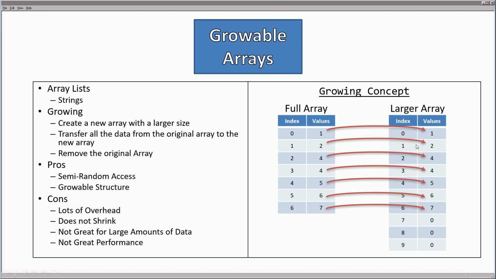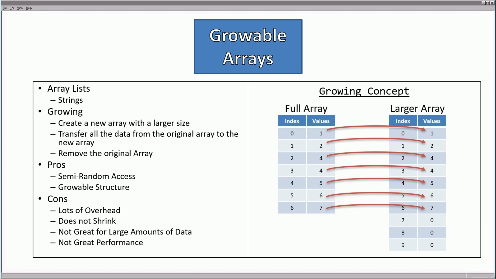The way you can think about it is if we had some sort of full array right here, all we need to do is create a larger array and then transfer each one of the elements over and then set it to this large array. Now this seems like it addresses a lot of our problems, but here's the issue.